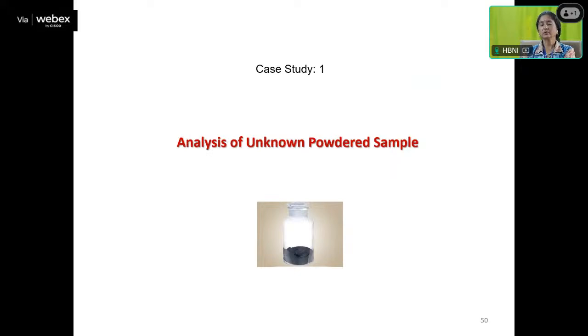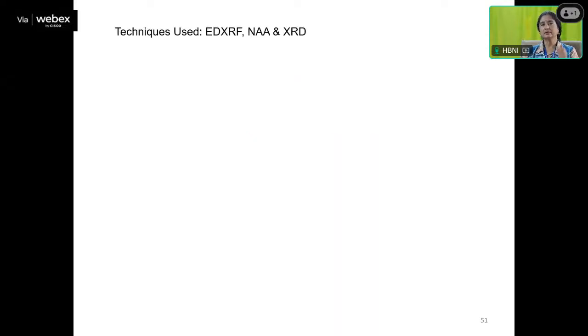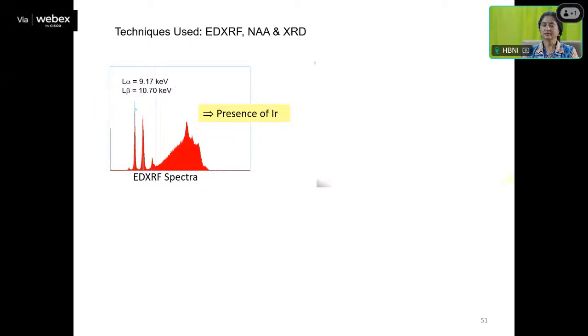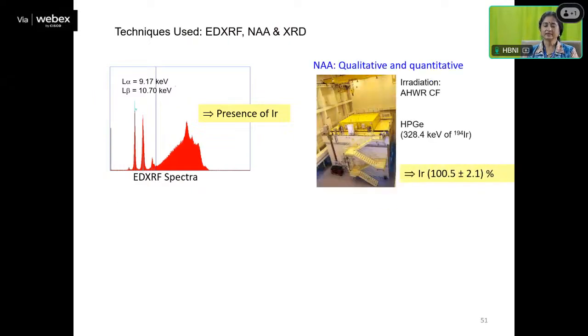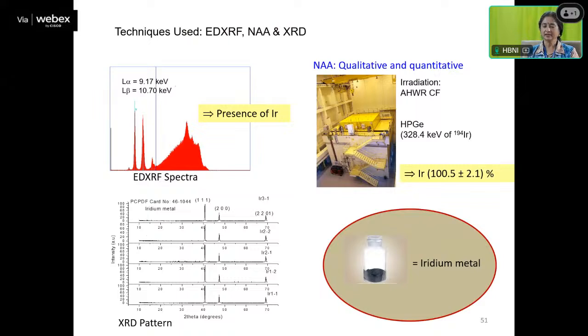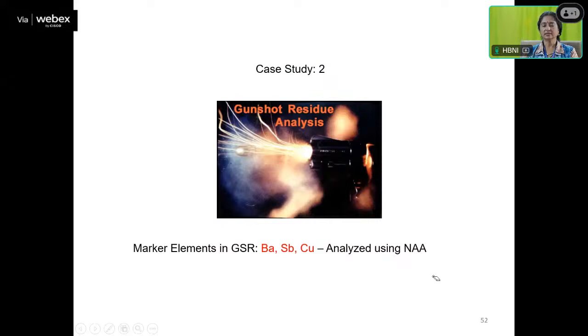So, analysis of unknown powder: the analytical chemistry division once received some unknown powder from customs, which was finally analyzed by 3 different techniques: EDXRF, then NAA, and then XRD. From all these 3 methods, it was confirmed as iridium metal, which had been smuggled through customs. So now there is gunshot residue analysis.